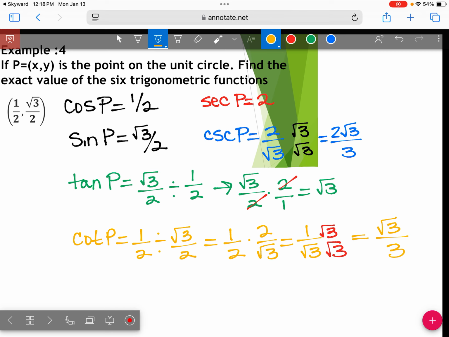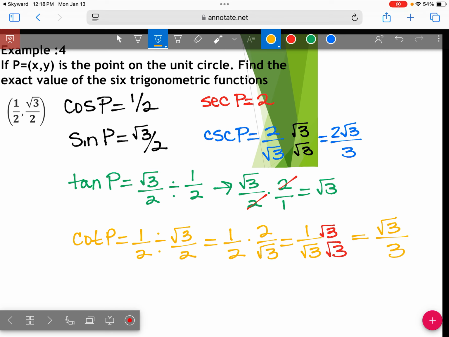So cosine is 1/2, secant is 2. Sine is √3/2. Cosecant is 2√3/3. Tangent is √3, and cotangent is √3/3.